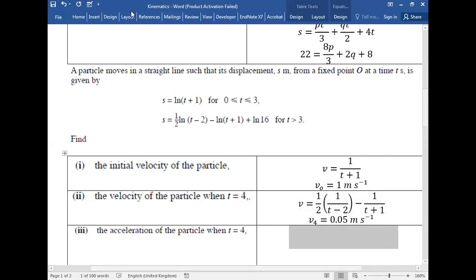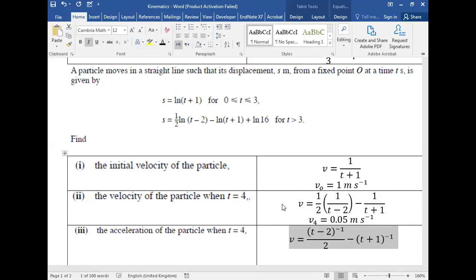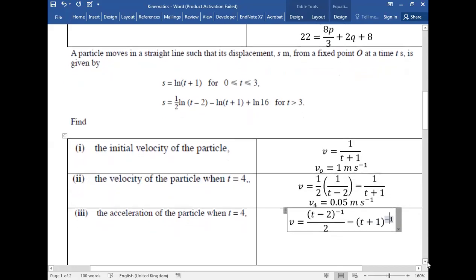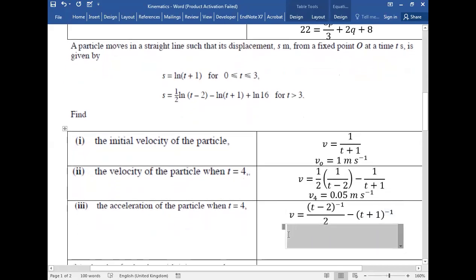Now, how do we differentiate this? First, we can write the velocity function in this way: (t minus 2) to the power minus 1 upon 2, minus (t plus 1) to the power negative 1. Now, can we differentiate both of these brackets individually? And what do we get?